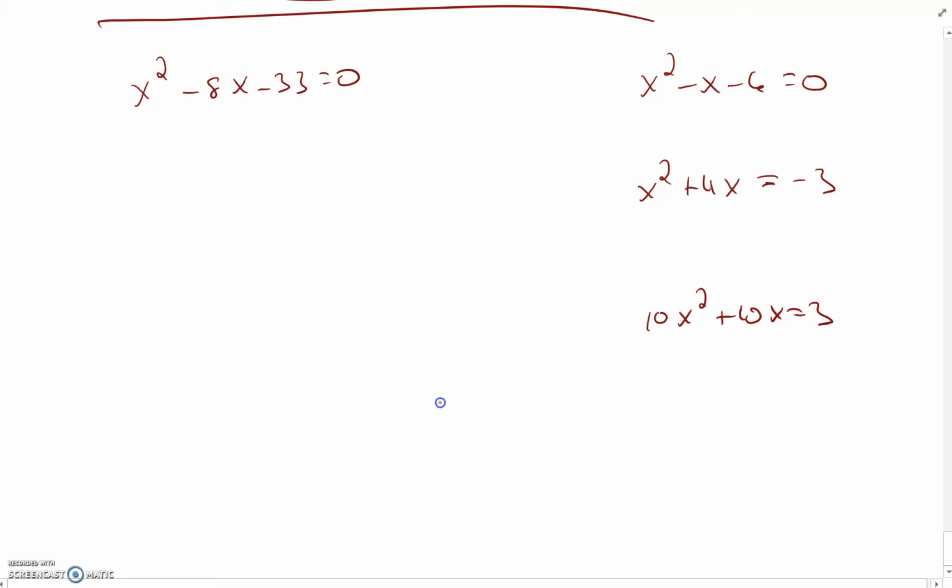Okay, so the first one here up on the left, we're supposed to solve that one using factoring. I believe that's the directions. Solve graphically. Oh, wow. Okay. I misread the directions. So solve the first one graphically.